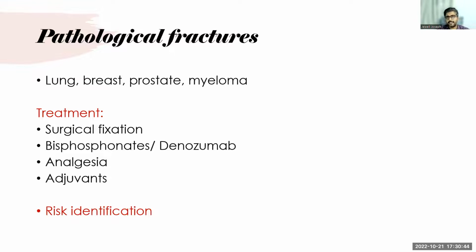With pathological fractures, one important thing is risk identification, as I mentioned earlier, which is important in all these emergencies. It becomes very important in pathological fractures, because once a fracture occurs in a metastatic disease, there may not be much that we can do other than supporting the patient. If there are a lot of osteolytic lesions in the bone and the entire bone is very weak, it is very difficult to fix the bone.